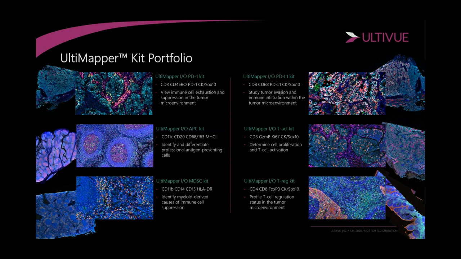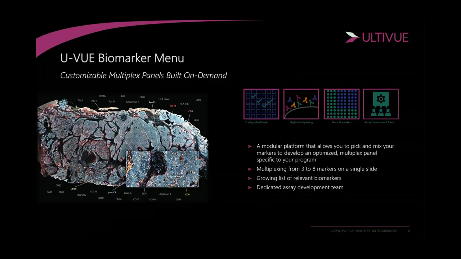But there's a natural question here: you like the InSituPlex technology, there are clear advantages, but you don't see your markers in this portfolio. So that's why we've introduced the UView biomarker menu. Customizable multiplex panels built on demand. It's a modular platform that uses your existing histology suite, what we talked about earlier from staining, scanning, and image analysis. You pick your markers and develop your specific panel. You choose your level of multiplex. The menu that you choose from is always growing, and you get a dedicated assay development team.